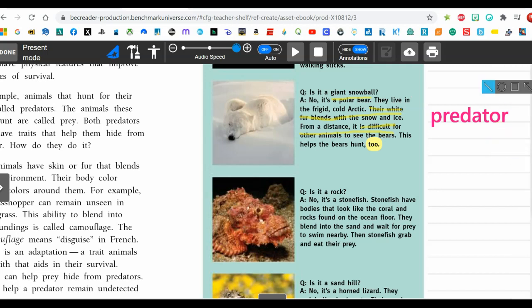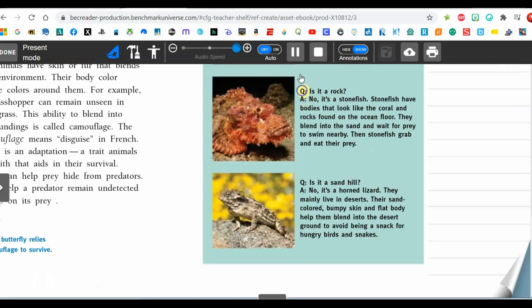Predator. Q. Is it a rock? A. No, it's a stonefish. Stonefish have bodies that look like the coral and rocks found on the ocean floor. They blend into the sand and wait for prey to swim nearby. Then stonefish grab and eat their prey.